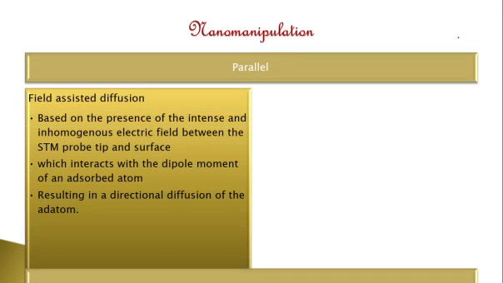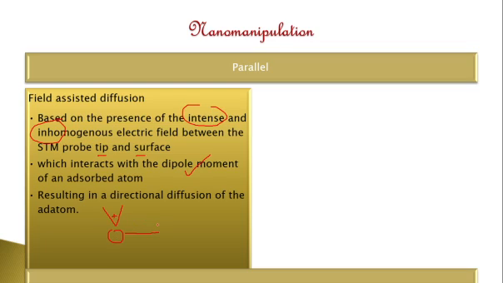Okay, so in the parallel method, it could be of two kinds. One is called field assisted diffusion. In field assisted diffusion, it is based on the presence of an intense and inhomogeneous electric field between the tip and the surface, which can interact with the dipole moment of the adsorbed atom, so that the atom gets attached to the tip. So it will result in a directional diffusion of the adatom. So the adatom will be dragged across the surface using a field between the tip and the dipole moment of the atom.